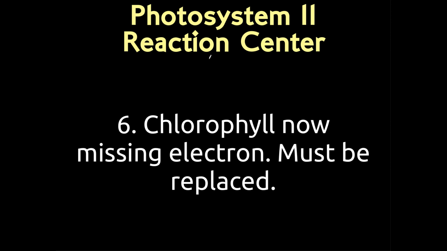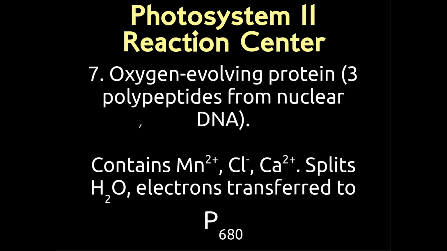Okay, but once this happens, that final chlorophyll, the P680, is missing an electron because it passed it on. It's now sitting on plastoquinone and heading down the electron transport chain. So how does that get replaced? It turns out there's another protein in the reaction center called the oxygen evolving protein. It has 3 polypeptides from the nuclear DNA. It also contains manganese, chloride, and calcium ions. And this particular protein is going to split water, and it's going to transfer the electrons generated thereby to the P680, regenerating it.